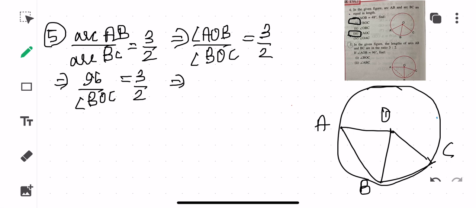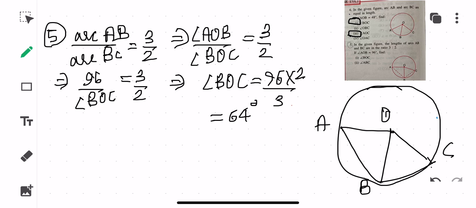So this implies how much will be BOC equal to, if you go for cross multiplication? This is 96 into 2 divided by 3, which in turn is equal to 64 degrees. 96 divided by 3 is 32, into 2 is 64 degrees. So the first question was an easy one, and then you will be finding out the second one, that is ABC.